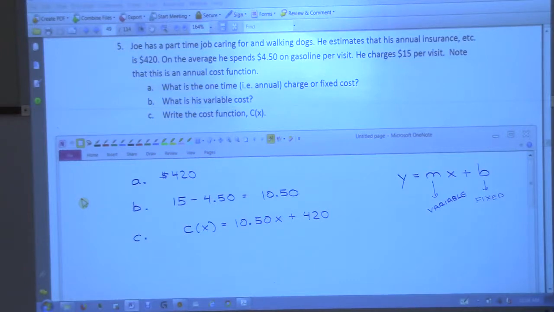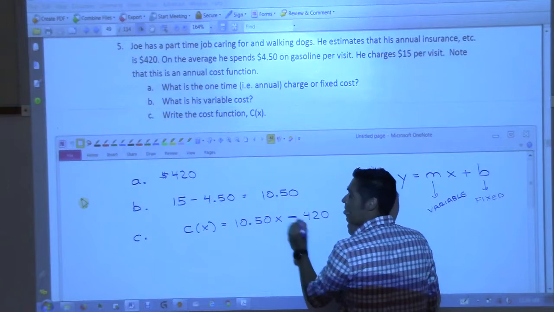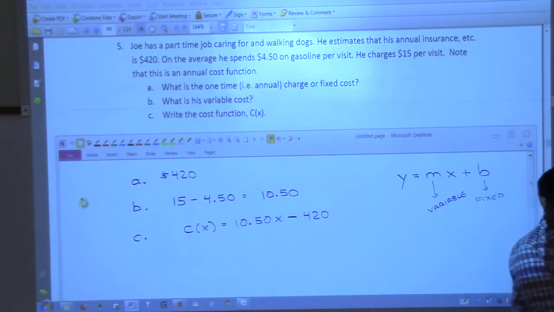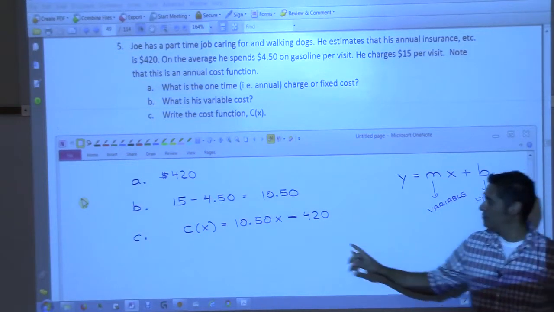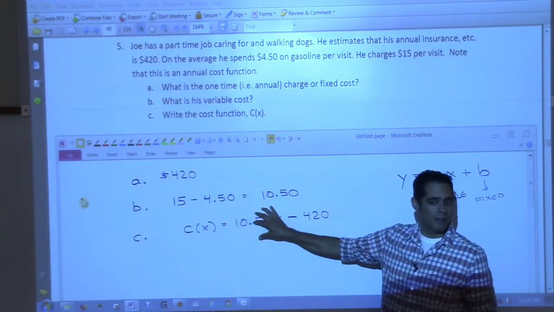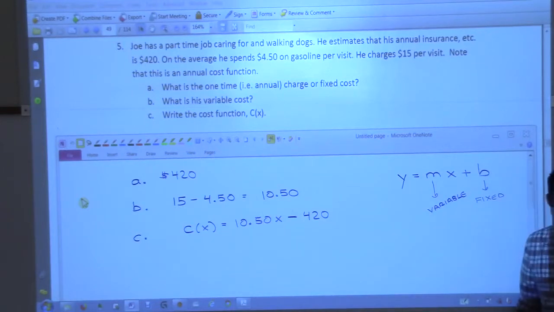Yeah, so this is one of those subtle things you have to be careful about because, again, this insurance, you're paying for it, aren't you? So if you go at the beginning of the year, you go pay for your insurance, $420, and you don't walk any dogs, right? 0 jobs, you're in the hole, 420. You've got to do quite a few jobs to break even, don't you?